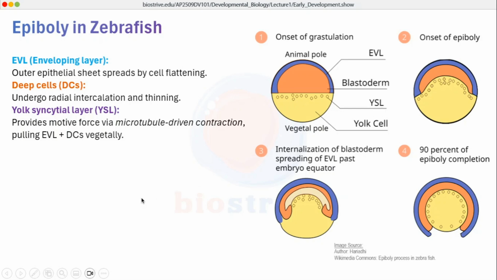So the deep cells will undergo radial intercalation and are responsible for thinning out of this layer so that this layer can evenly spread outside, or evenly cover this embryo, as you can see in this diagram. And the yolk syncytial layer is responsible for cytoskeleton movements and microtubule-driven contractions. So this yolk syncytial layer will help pull down this blue colored enveloping layer, and these three components will simultaneously help in the process of epiboly in zebrafish.